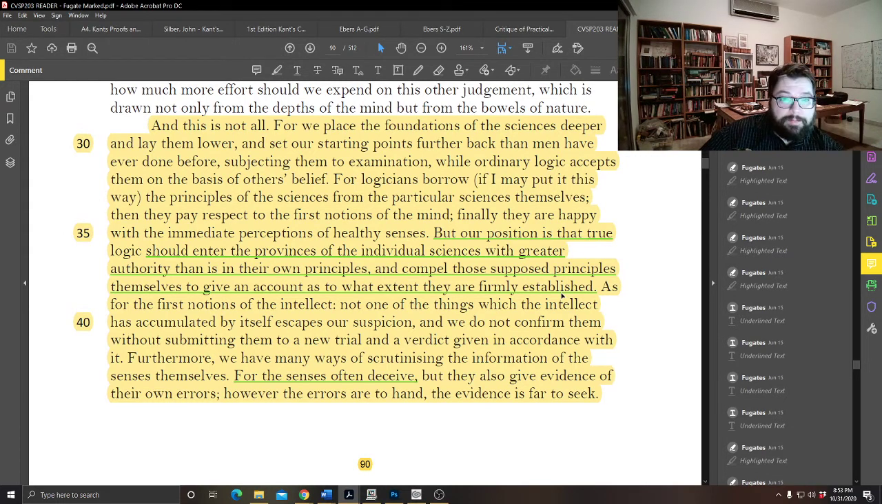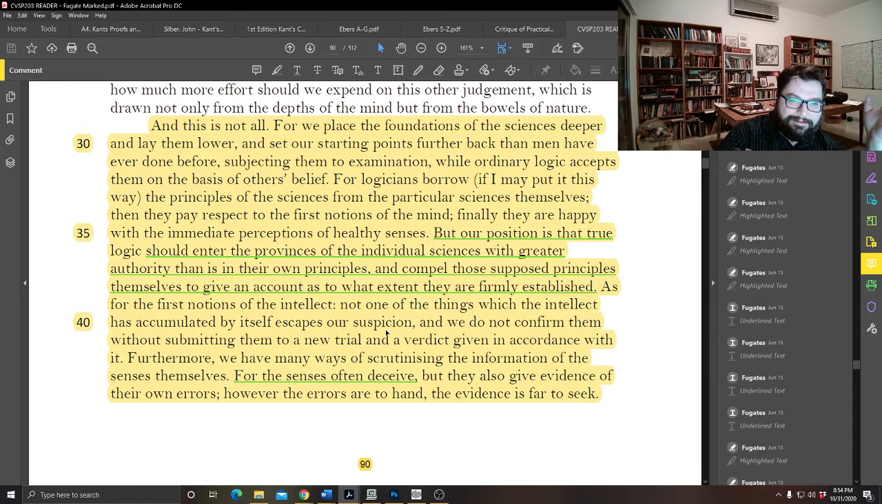It's only as the result of Bacon, and it is Bacon's idea here, that physicists should be putting into question their own first principles. So here he says the induction, the method, should be in the individual sciences, and it should have more authority than their own principles, and compel those principles, those supposed principles, to give an account as to what extent they are firmly established. As for the first notions of the intellect, not one of these things which the intellect has accumulated by itself escapes our suspicion.